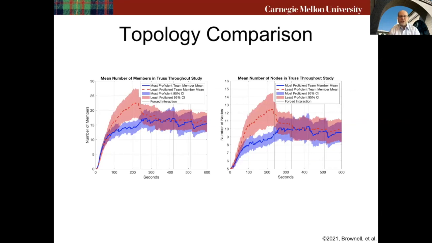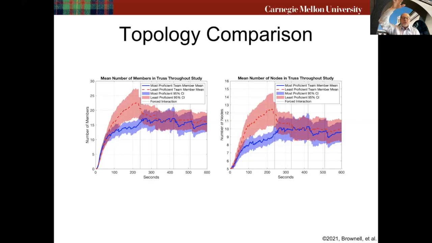And if we take a look at each team, at what the highest performing proficiency and the lower proficiency members are doing, and we map out how many of them are changing the number of members in the truss and how many of them are changing the number of nodes, the blue is the most proficient members and the pink is the least proficient. And we see that phenomenon where everybody's exploring, but then the most proficient members settle into a design that they're trying to refine, whereas the least proficient members are still exploring the space.